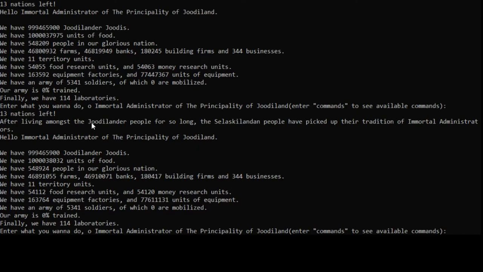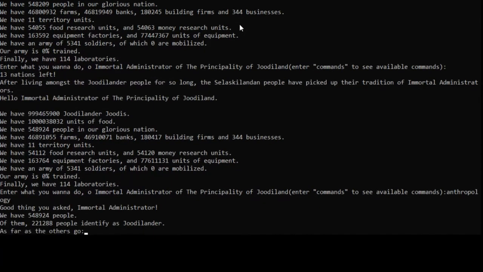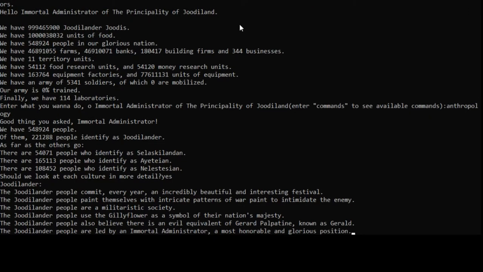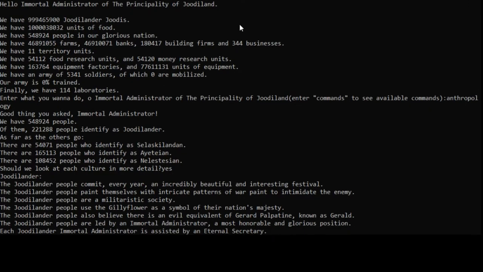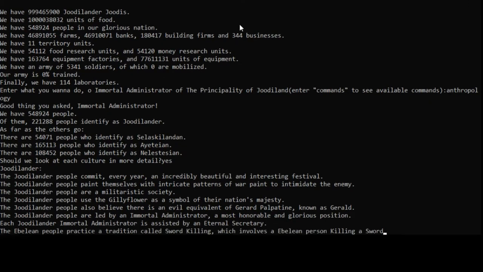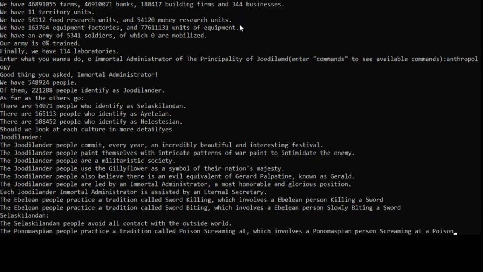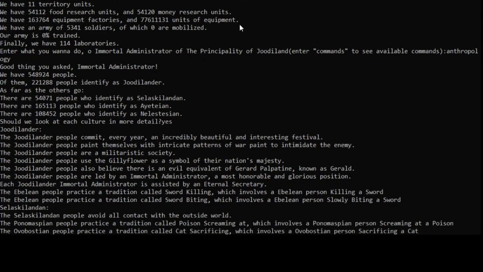After living among the Joodilander people for so long, the Seliskilland people have picked up the tradition of immortal administrators. So let's just take a look at the anthropology and see how everything's going as far as traditions go. So the Joodilander, blah blah blah. Shame they don't venerate Gerard Palpatine anymore. Okay. The Ebelian people practice a tradition called stone killing. Oh, why is it Ebelian? But anyway, they avoid all contact with the outside world. Punamaspian. Okay.